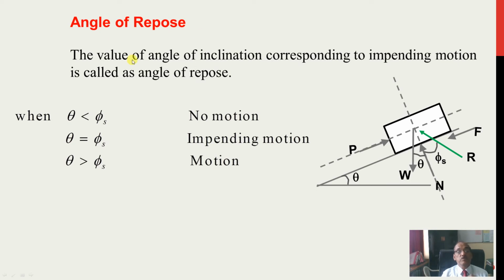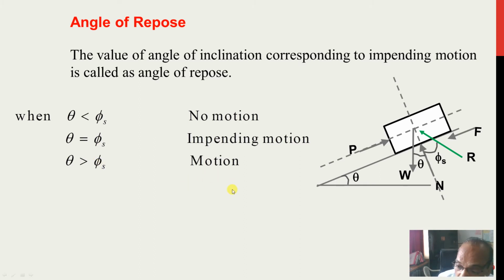Angle of repose: the value of the angle of inclination corresponding to the impending motion is called the angle of repose. Now when this theta, the angle made by the inclined surface, is less than the angle of repose, there is no motion. When theta is equal to the angle of repose, that is called impending motion. And when theta is greater than phi s, then there will be motion.